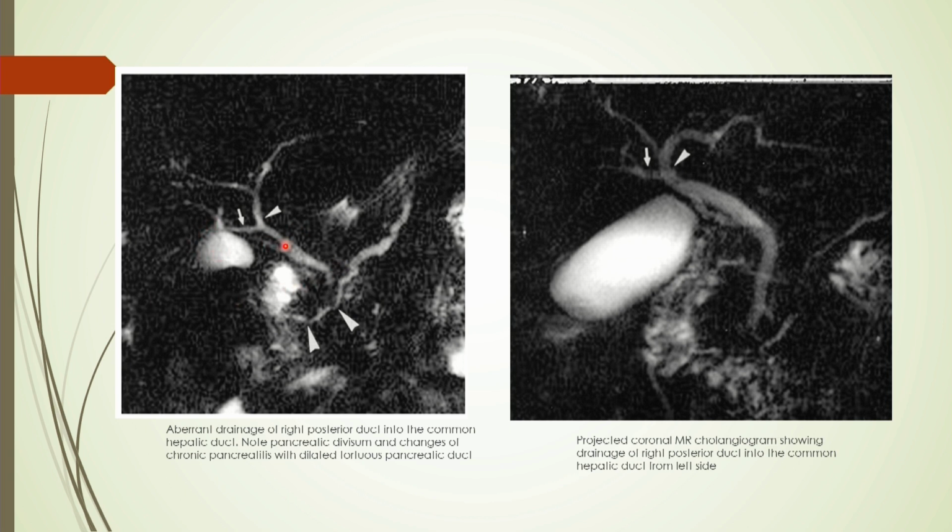These are aberrant right posterior sectoral ducts draining onto the right side of the common hepatic duct. This is another variant, the right posterior sectoral duct draining onto the right side of the common hepatic duct. This pattern is seen in 5%, and this pattern is seen in 2% of cases.